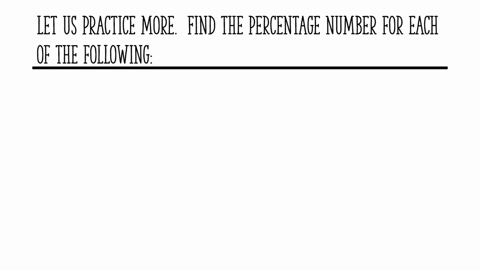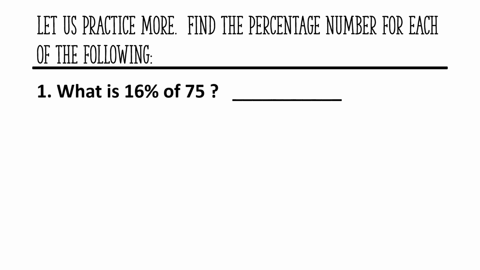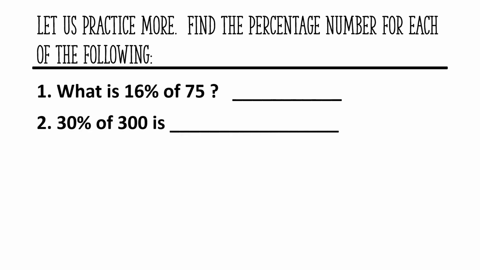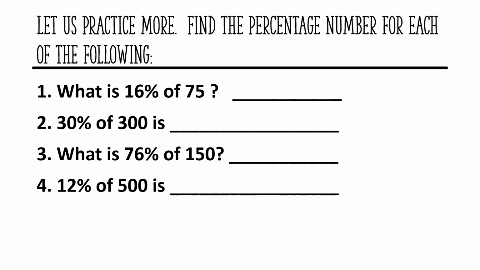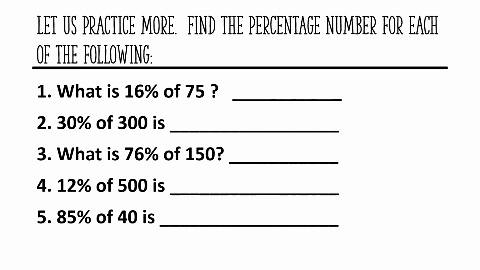Let us practice more. I want you to get a clean sheet of paper. Then find the percentage number for each of the following. Number 1. What is 16% of 75? Number 2. 30% of 300 is blank. Number 3. What is 76% of 150? Number 4. 12% of 500 is blank. Number 5. 85% of 40 is blank.